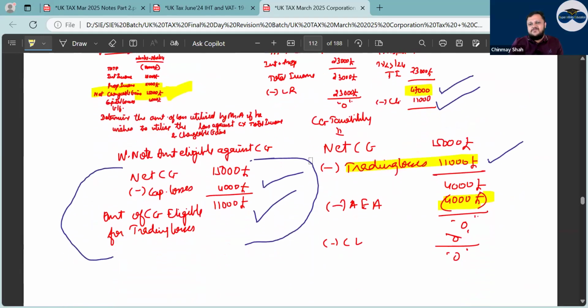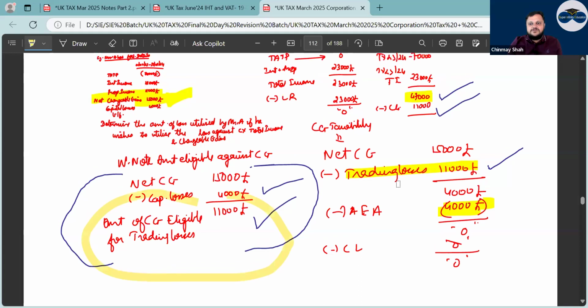Trading losses, this you can have a look. Trading losses can also be used against CG, correct? This you can have a look once. What is this all about? Tell me. So you can use what? Let's say you have a CG minus capital loss amount that can be compared with the loss. Now see, your normal trading losses can also be used against CG, but after utilizing against what? Total income. So you utilize your trading losses against total income, and then you can utilize it against chargeable gain as well. But how much chargeable gain is suitable or applicable to be relieved against trading losses? That is nothing but your net CG minus the capital losses. Amount of CG eligible for trading losses.